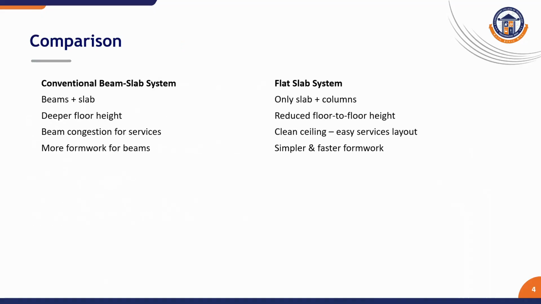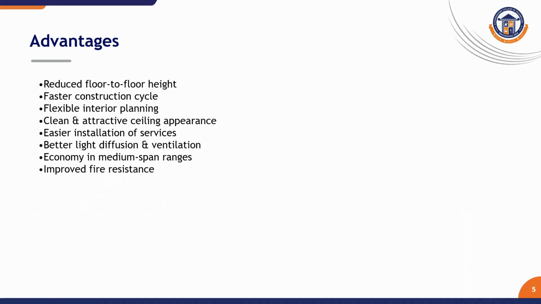This is the comparison between the conventional beam slab system and the flat slab system. In conventional beam slab systems, the structure is beam plus slab, whereas in the flat slab, it is only slab plus column. The conventional beam system gives deeper floor height, while the flat slab gives reduced floor to floor height. Beam congestion for services is avoided, which is very economical, and the clean ceiling gives an easy service layout. More formwork is needed for the beams, whereas simpler and faster formwork can be adopted for flat slab systems.